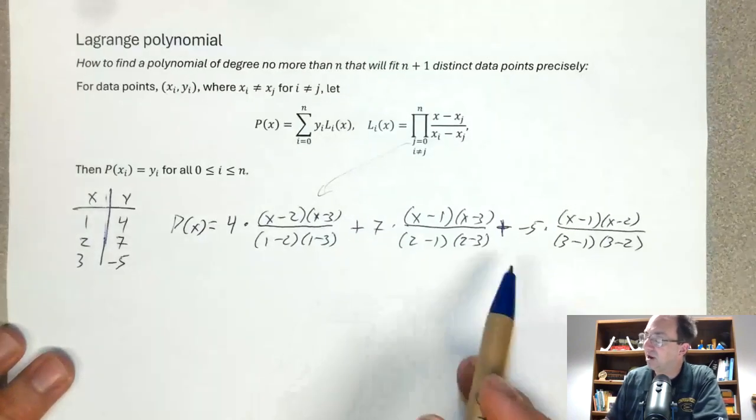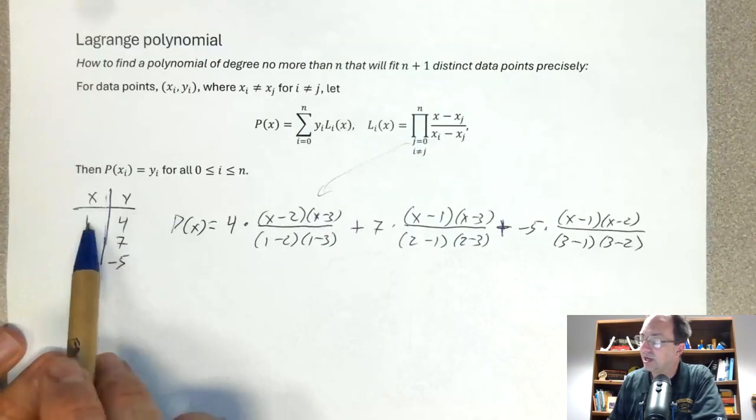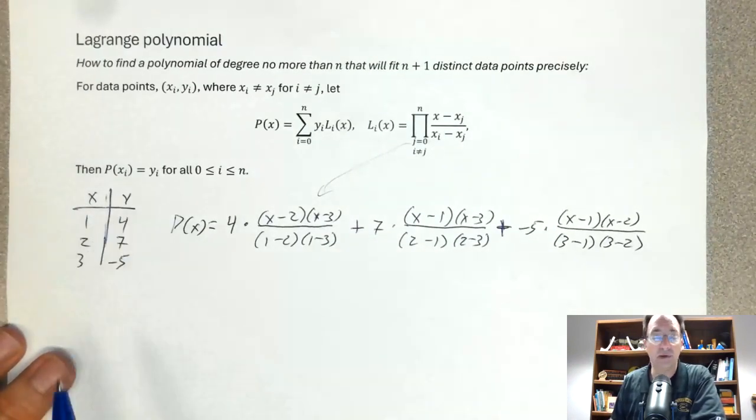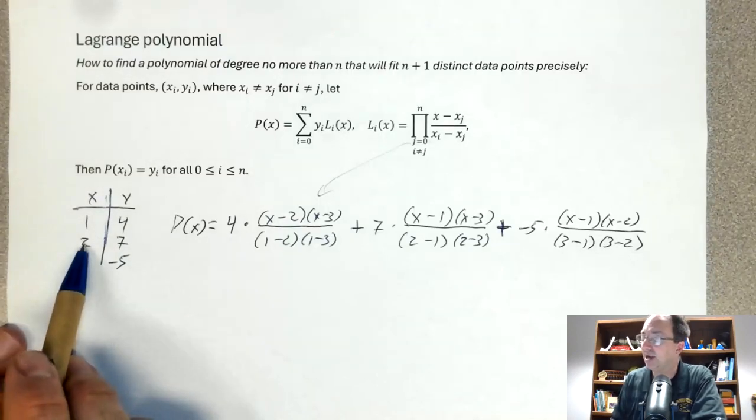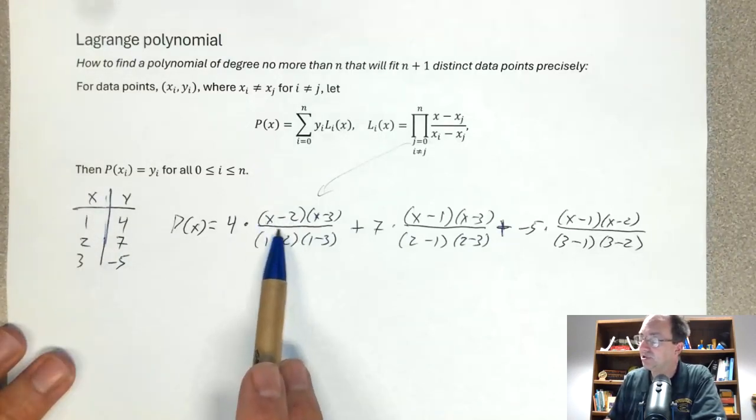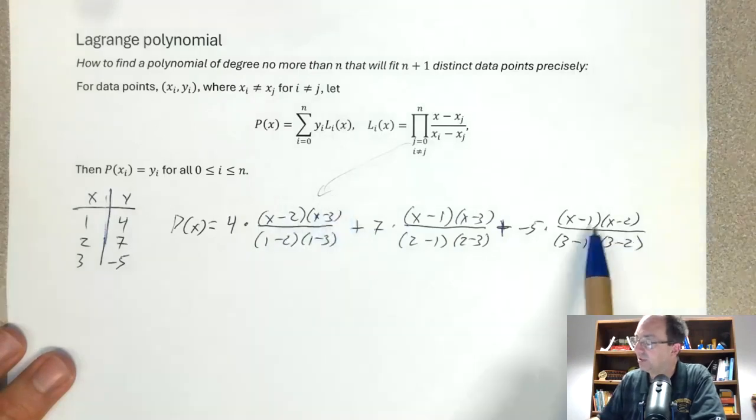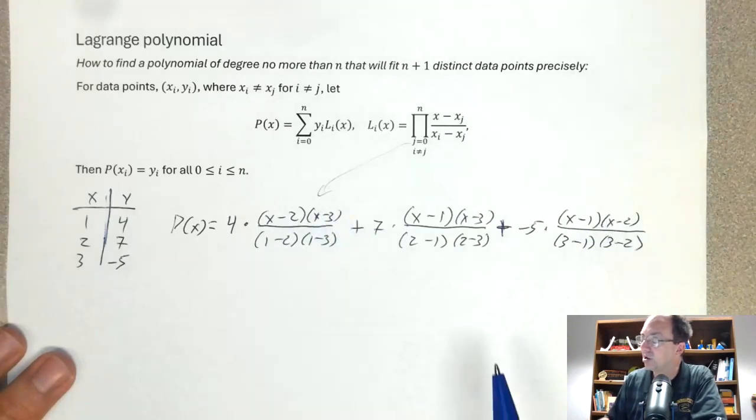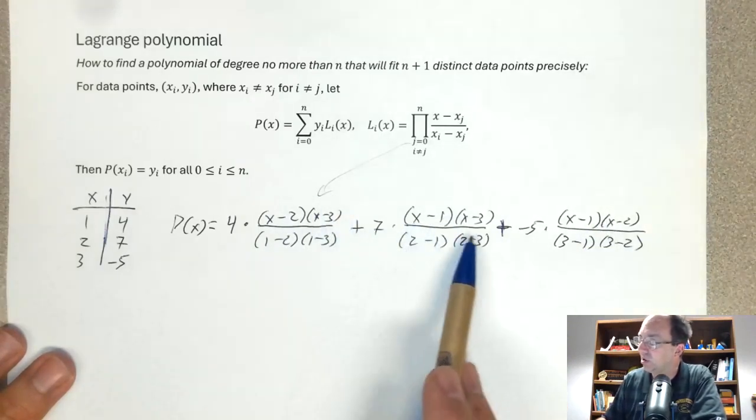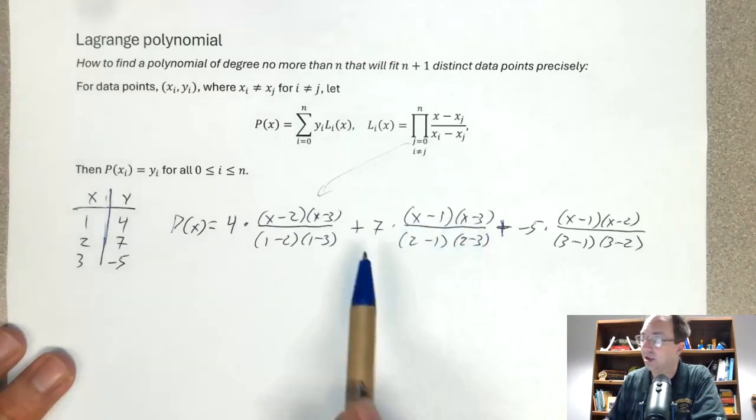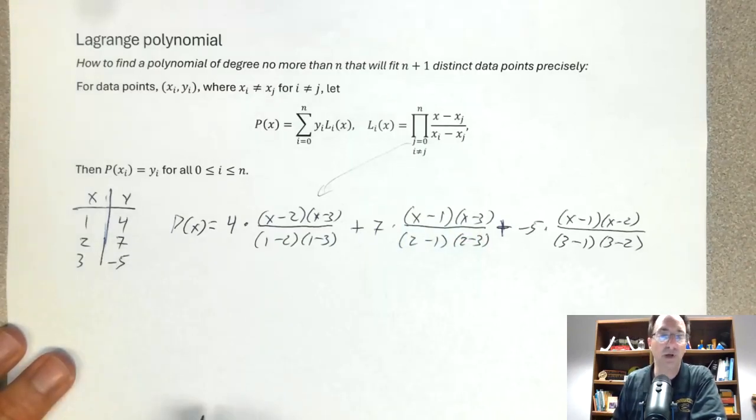And notice this has the property that no matter which x value I plug in, I'm going to get the corresponding y value. For example, if I plugged in 2 for x, notice if I plug in 2 here, this entire term is 0, this entire term is 0, so they're both gone. And if I plug in 2 for x here, all of this is going to cancel out, and I'm going to be left with 7, which is what I wanted. And that would be true for any of the x values the way we built it.